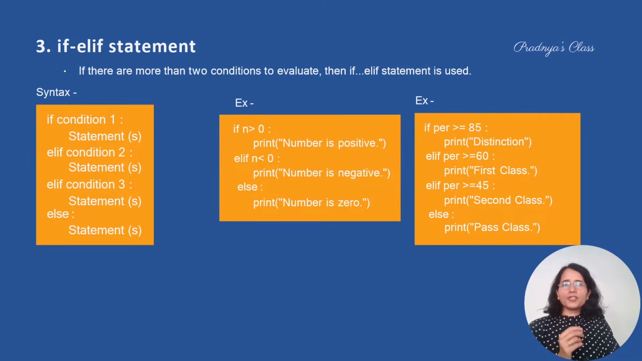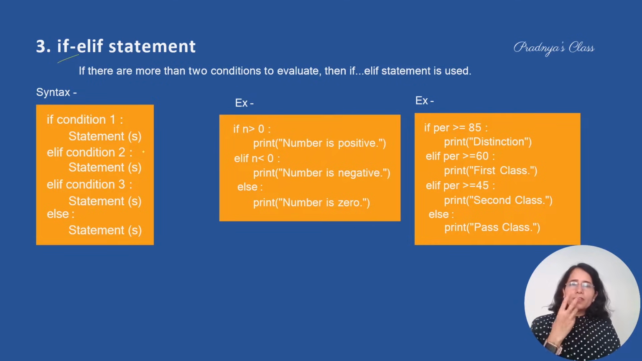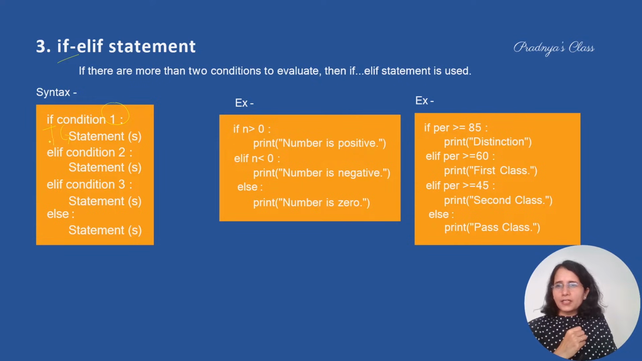For that, we can use if elif statement. With the help of this, we can write more conditions. Let's check out the syntax. If condition 1, if it is true, it will come to this block. Else it will continue. So with the else part, we cannot write condition. That's why we have a new keyword now, elif.